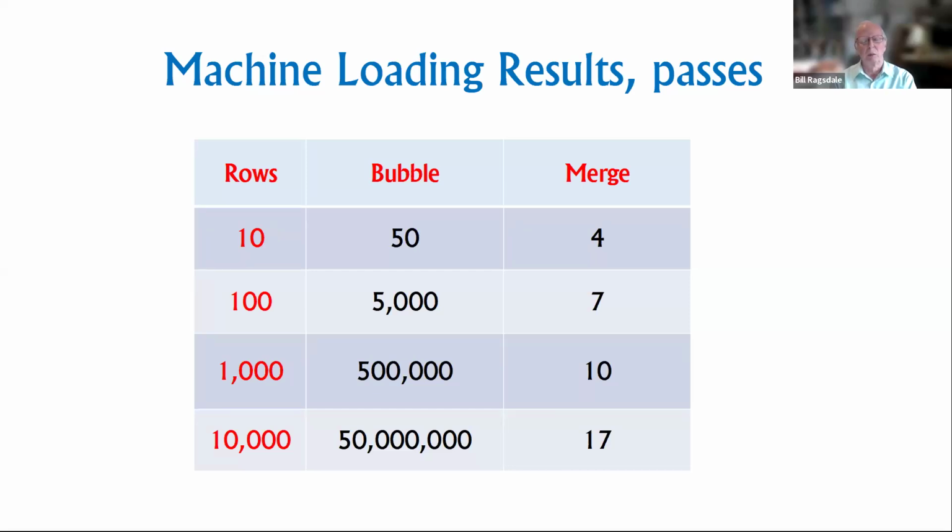Every time you double the number of rows in the matrix, you only add 1 to the merge sort because it's a power of 2. Remember, that's very important. Every time the number of rows doubles, you only add 1 more pass, not 20 million, 50 million, or whatever.